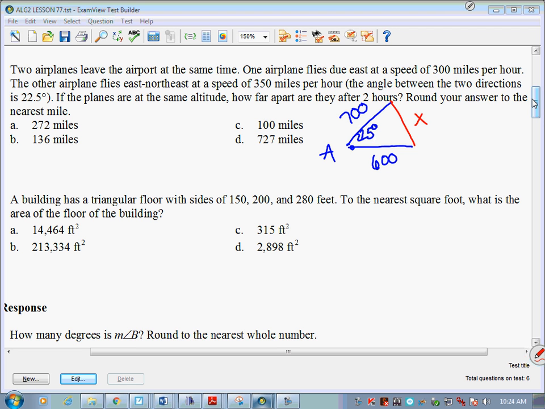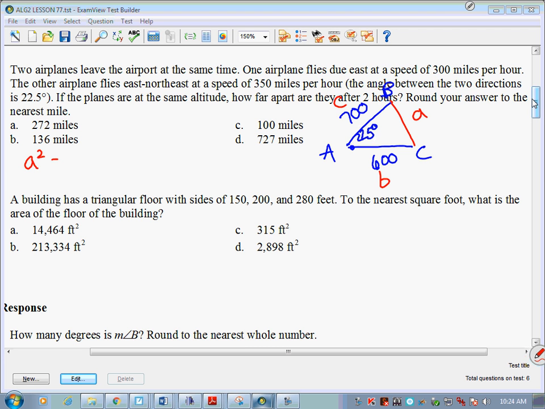So let's call this B. Let's call this C, which means what would I call that missing part right there? What's that side length called? A. What is 600 called? B. And what is 700 called? C. Okay? So we're looking for A. So which equation am I going to use? The first, the second, or the third there on that page? The first one, right?